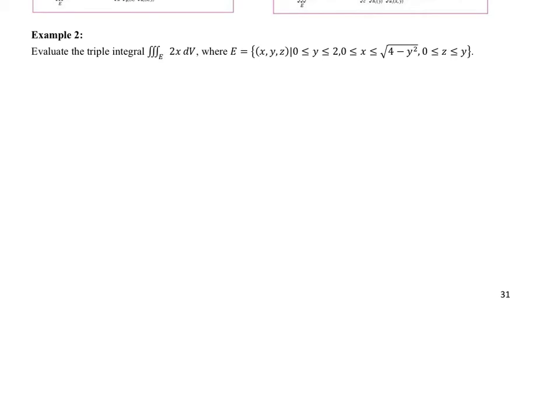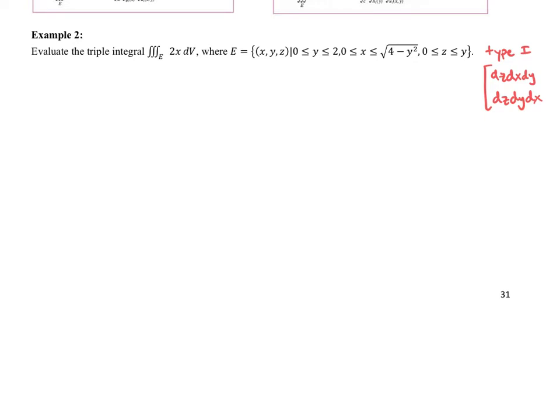Example 2 says we're going to evaluate the triple integral over the region E. The function is 2x, and E is defined by the following. Let's just assume, because we're in this stage, that this is a type 1 region. What that means is that we're going to use either dz dx dy or dz dy dx, just one of those two. That would be considered a type 1.